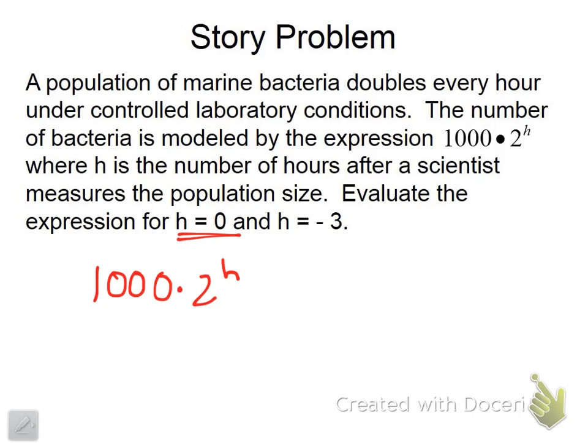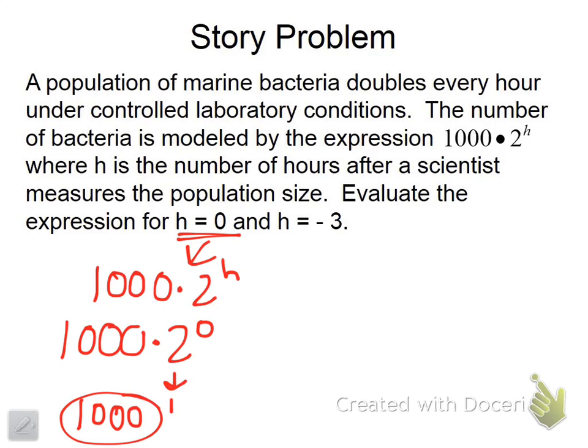So let's do the h equals 0 first. And we're going to stay with that one in red. So we're going to plug in 0 for h. 2 to the 0 is 1. So 1,000 times 1, because that's 1, is just going to be 1,000.